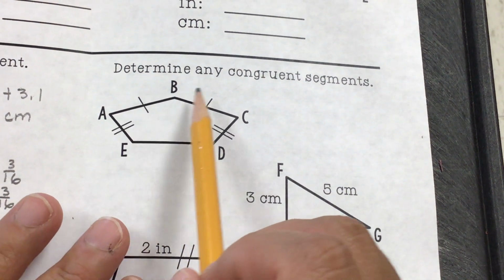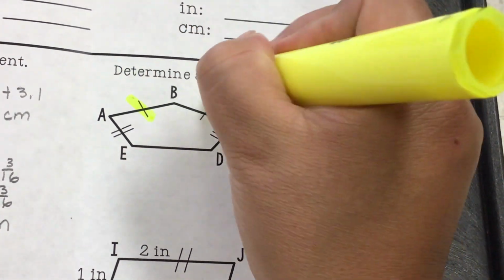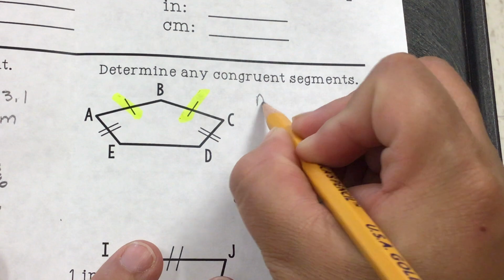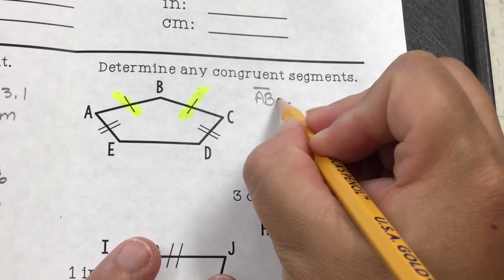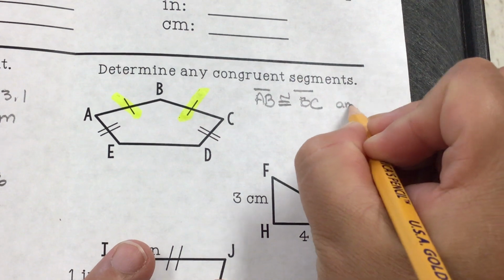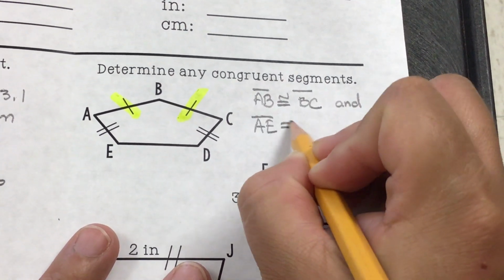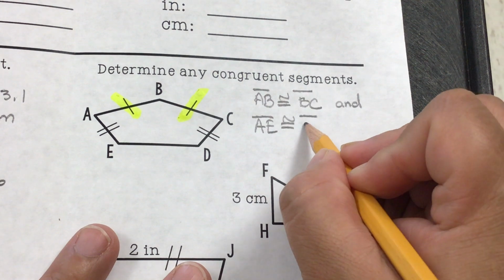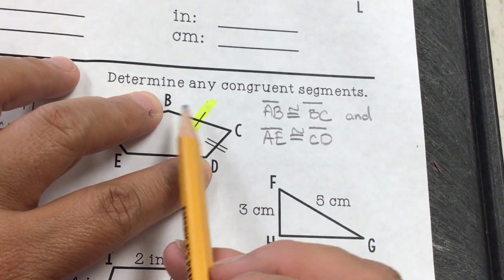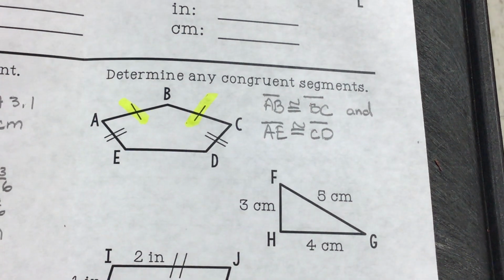These problems right here say determine any congruent segment. The picture actually tells us which segments are congruent. Once the marking is the same, they're telling us that the segments are congruent. That means that the segment AB is congruent to the segment BC. And the segment AE is congruent to the segment CD, because the markings are the same. Please be careful. It does not mean that BC is equal to CD. Those markings are not the same and would not be congruent.